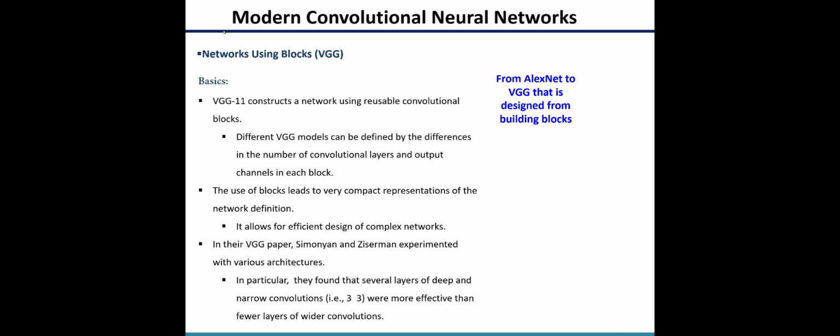Next we have the network using blocks, VGG. The basic VGG 11 structure is a network using reusable convolutional blocks, where VGG network models can be defined by differences in the number of convolutional layers and output channels in each block. The use of blocks leads to a very compact representation of the network definition. It allows an efficient design of complex networks. In their VGG paper, Simonyan and Zisserman experimented with various architectures. In particular, they found that several layers of deep and narrow 3x3 convolutions were more effective than fewer layers of wider convolutions.